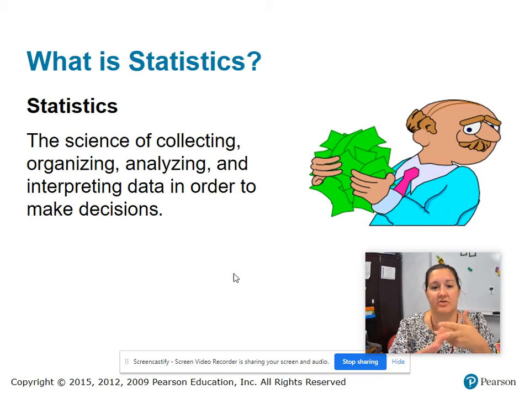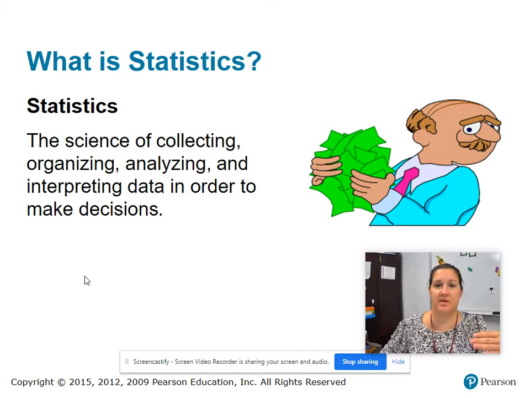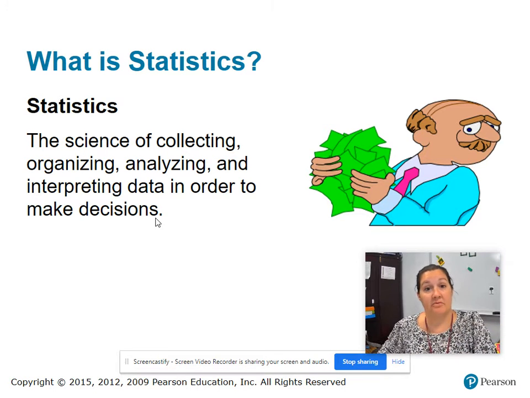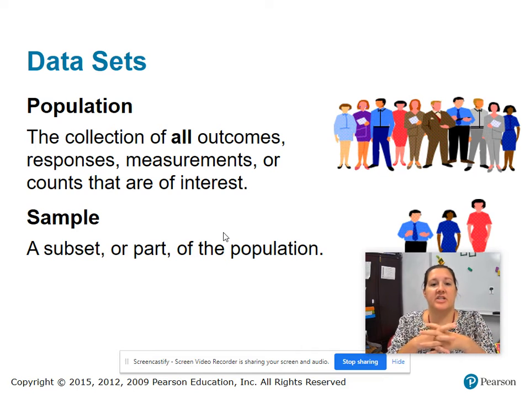Definition: science of collecting, organizing, analyzing, interpreting data in order to make decisions, because everything is based off of statistics, especially since it's a political year. You're going to hear tons of numbers and percentages being thrown out, saying this is why I believe this. Shoot, we've been hearing it with COVID-19. This is why we make these decisions of whether we're going to be remote learning or not. All right, so you might want to write this down just to get it into your head.